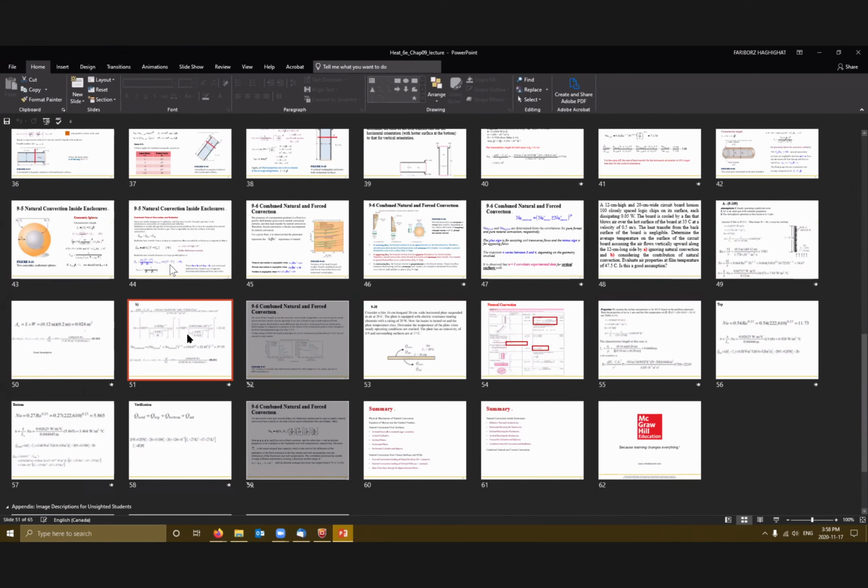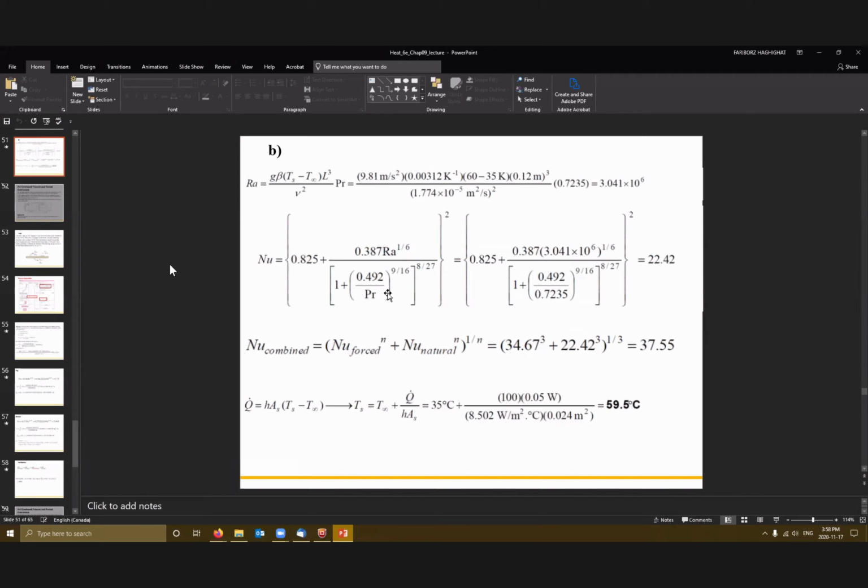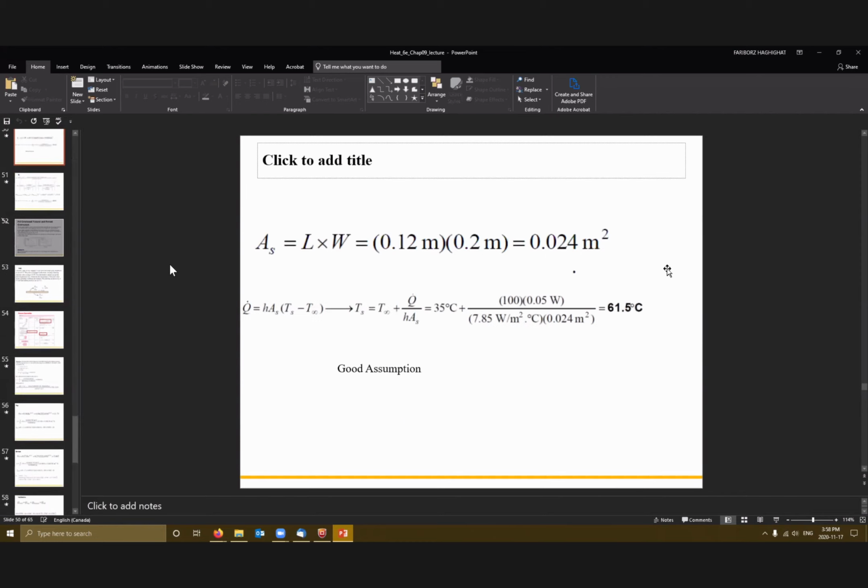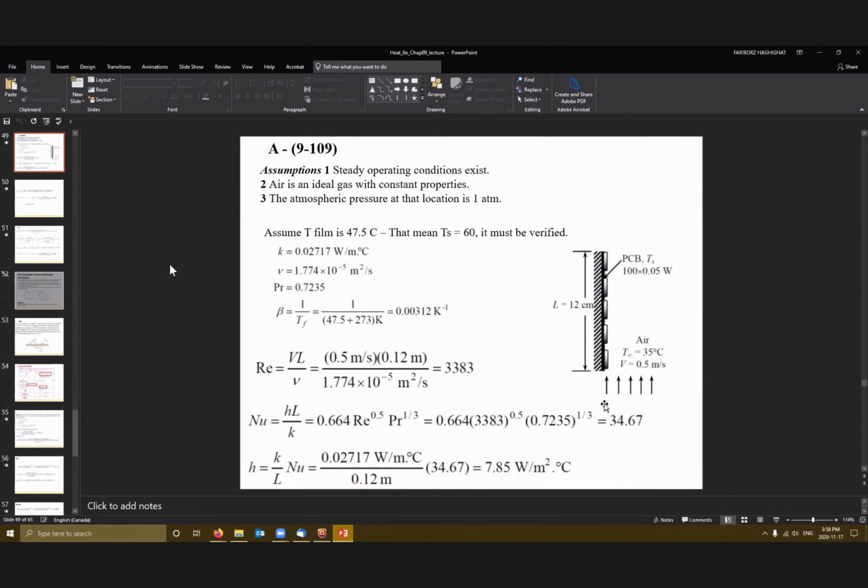And this is the correlation that you have here, right? Look at here. This is the one we used, or you can use the other one in that range. And then we're trying to look at here. You can see your Nusselt number is 22. Let me go back. And here your Nusselt number was 34, okay?